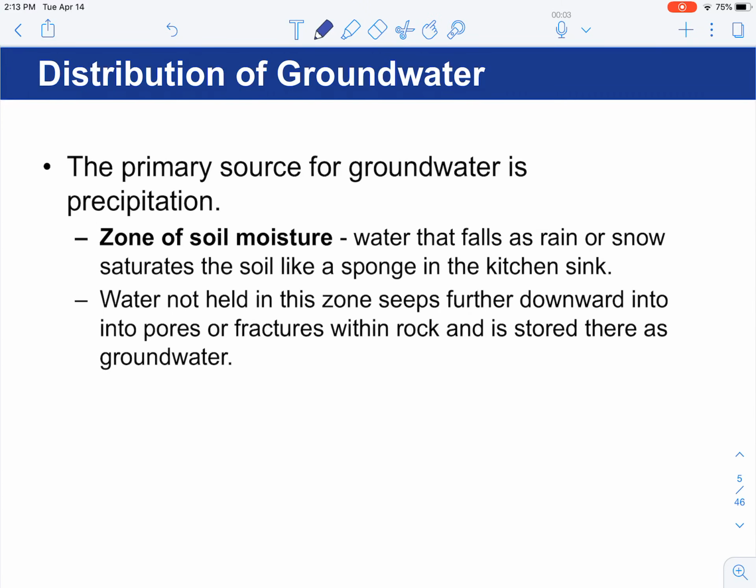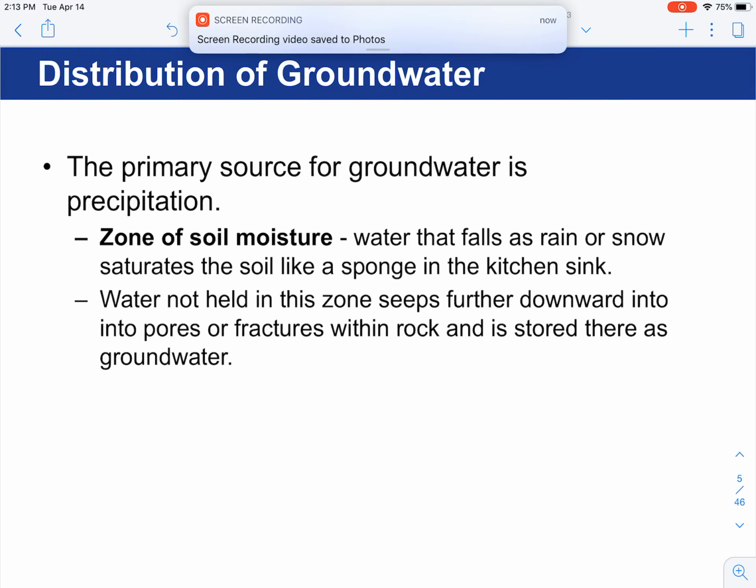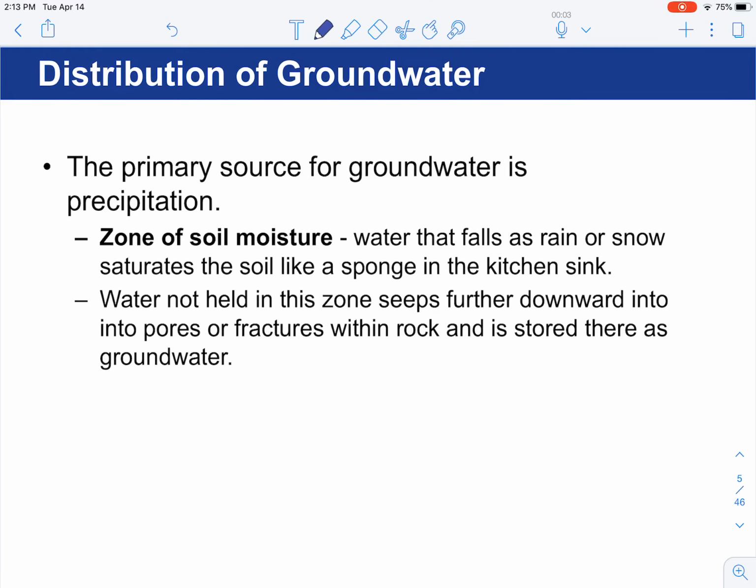All right, here we are in part 2 of 3 in our groundwater video lecture. And so I defined groundwater in my first video as all water that's stored within rock and sediment underground. But we didn't talk about the primary source for our groundwater. And this is a pretty obvious thing, but the primary source of groundwater is precipitation.